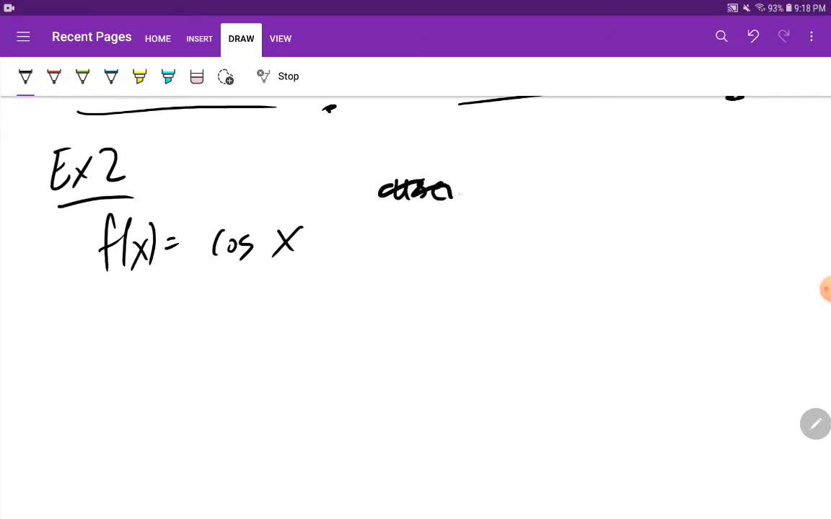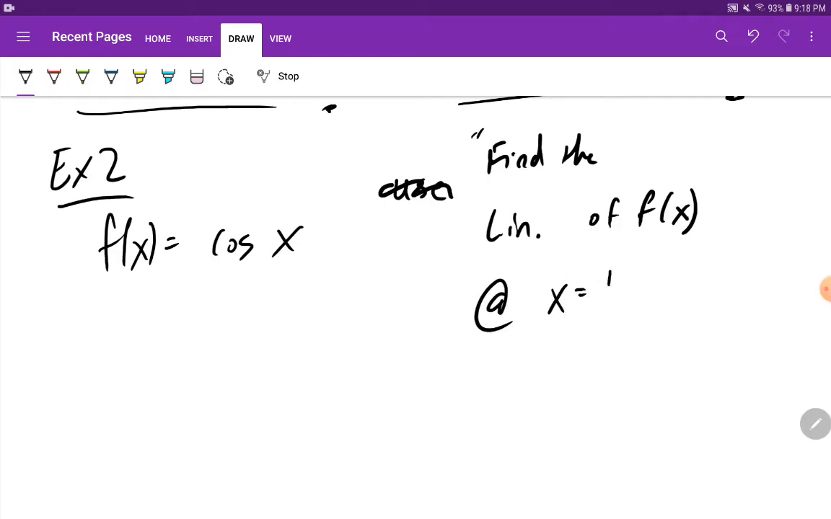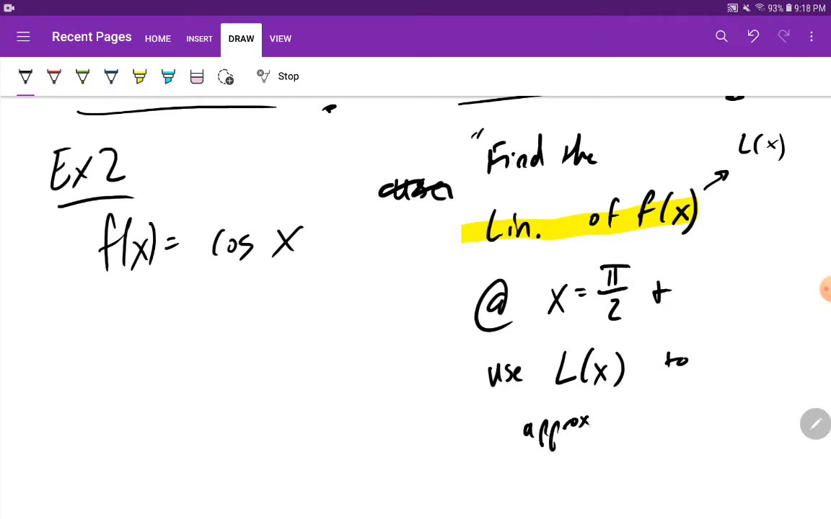No, I'm sorry, it doesn't say use. It says find the linearization, I'm going to say lin for short, of f of x, in this case cosine of x, at x equals pi over 2, and use, I'm going to call it L of x, right? So let me just make that clear: this is L of x. And use L of x to approximate cosine of 1.75 radians. Interesting.